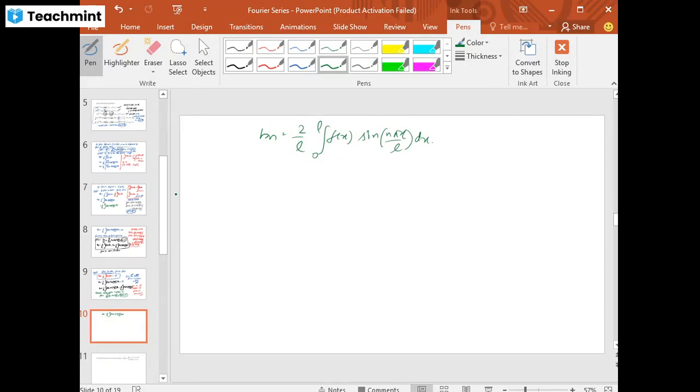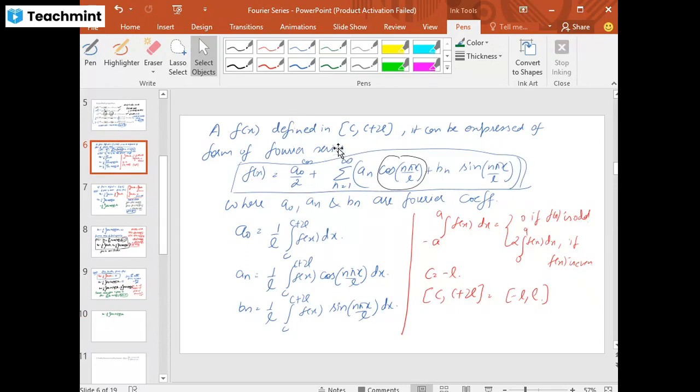Okay, so what we have discussed so far, let me conclude. If your function is defined in the interval c to c plus 2L, that means if your interval is any interval, it may start from 0 to 2 pi, it may be like 1 to 5, it may be any interval, then the Fourier series of the function is given by a naught by 2 plus summation an cos n pi x upon L plus bn sin n pi x upon L. So what is L here? L is simply the half length of this interval. So what is the length of the interval? The length of the interval is upper limit minus lower limit, right?